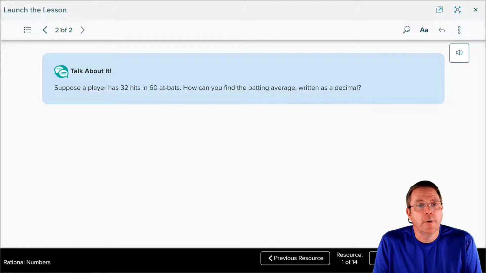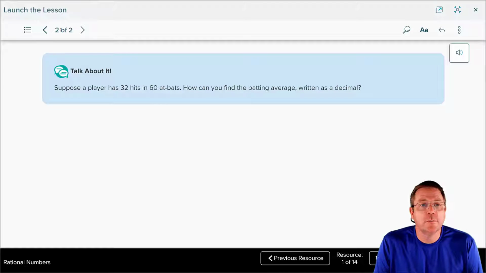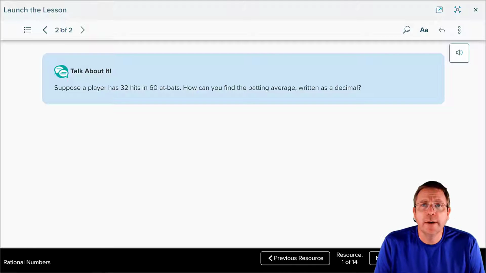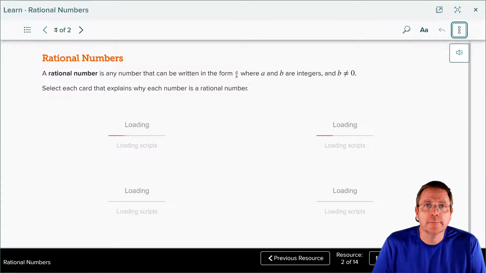Now suppose a player gets 32 hits out of 60 times at bat. How can you find the batting average written as a decimal? These are the things we're going to learn in our lesson today.